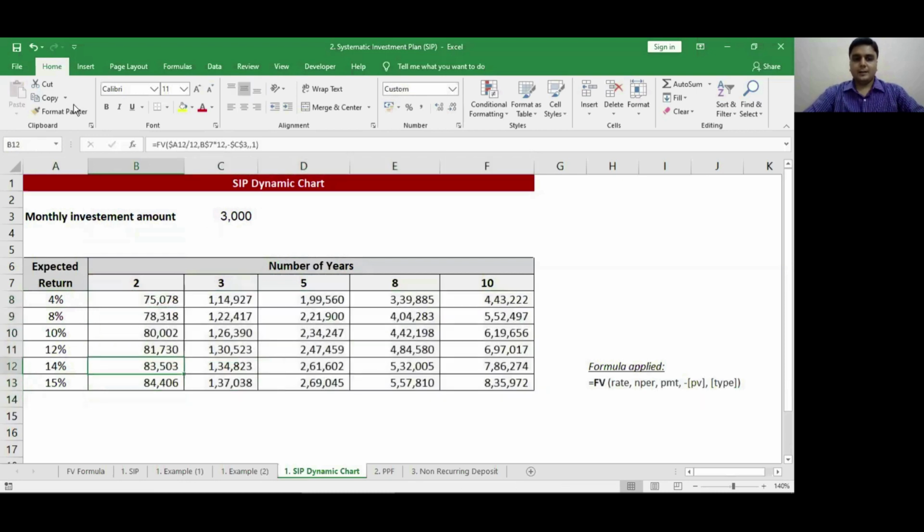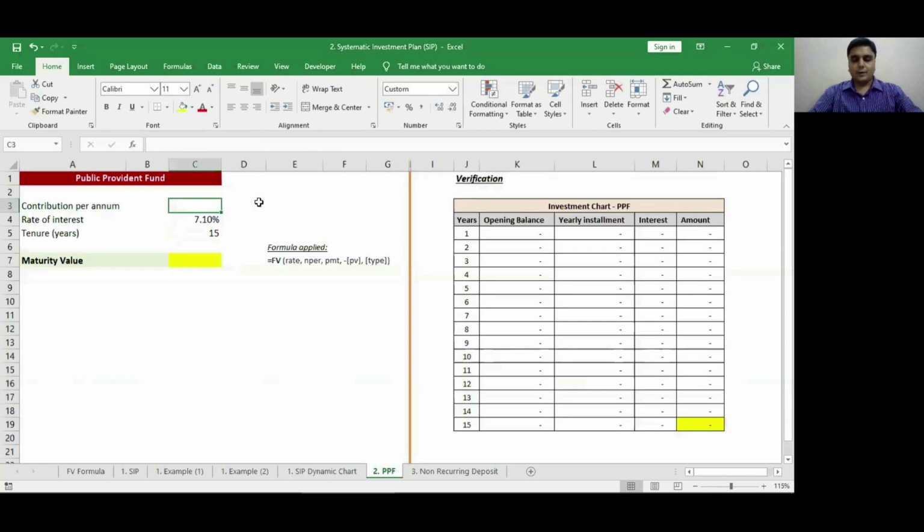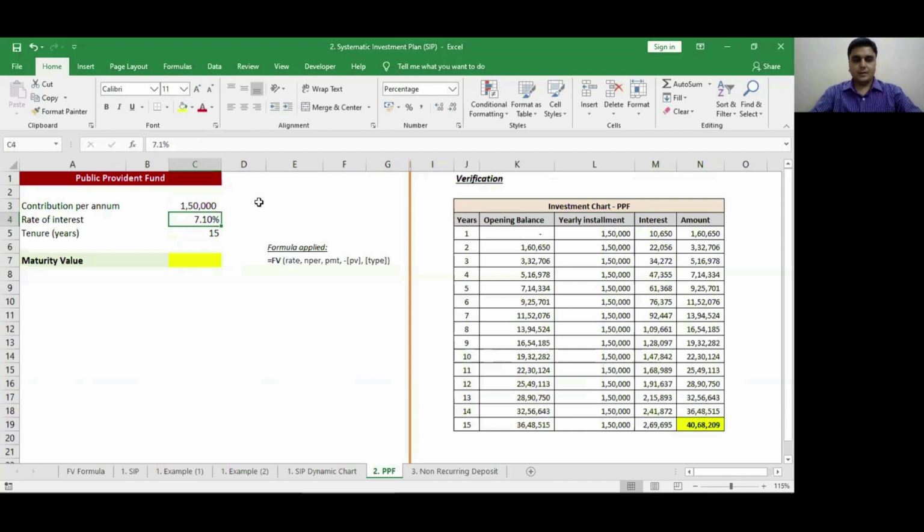I will copy paste this in the entire table. And you can see, अगर मैं investment करता हूँ 5 साल के लिए 3,000 rupees in every month, then my return can vary from 1.99 lakhs to 2.69 lakhs. Let's discuss another example on PPF, wherein my contribution per annum would be 1.5 lakhs. Rate of interest would be 7.1%. Tenure, let's assume it to be 15 years. So after 15 years, मेरे total PPF contribution की क्या value होगी?